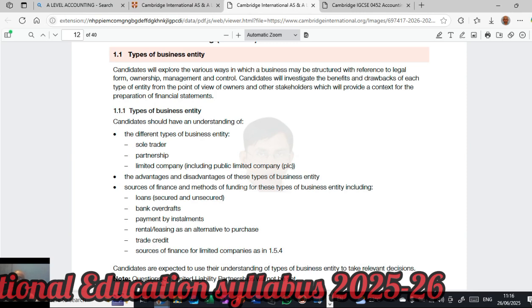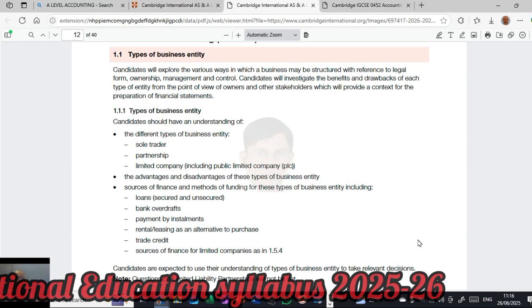Okay, so questions on limited liability partnerships will not be given. There is one more entity called limited liability partnerships, or it is known as LLP. You don't have to worry, no questions will be asked from this. So only sole trader, partnership, limited company, including public limited company. The questions will be based on this.